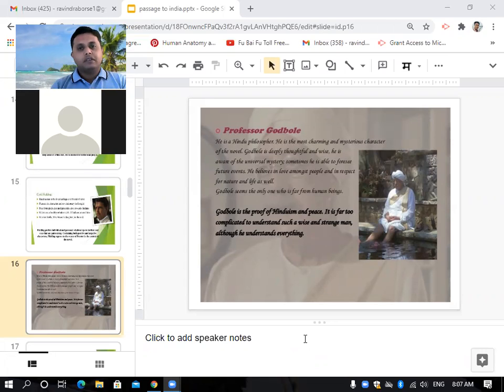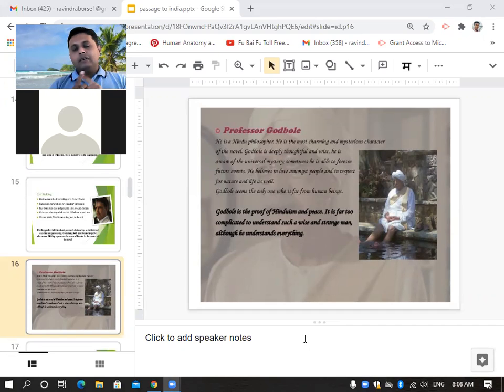Foresee means to see the future in advance. भविष्य बघणे, we call it. तर भविष्य सुद्धा तो बघतो एक प्रकारे. He believes in love amongst people. So like Fielding, he also supports the relationship between the British and the Indians. He believes in love among the people and in respect for nature and life as well.